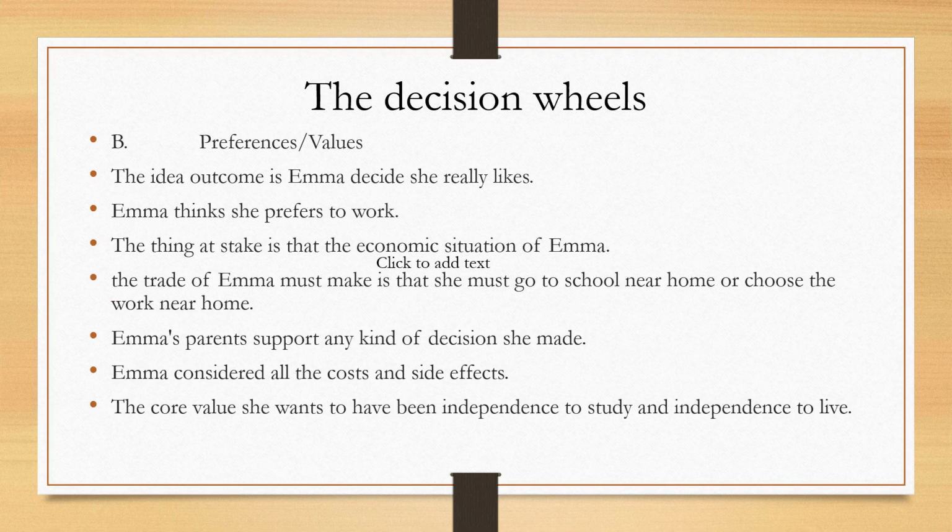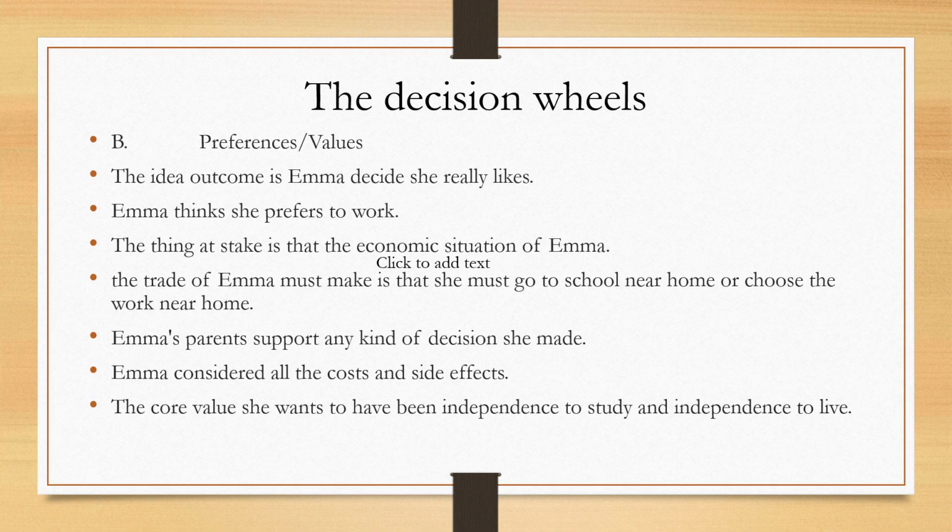The next part talks about preferences and values. The ideal outcome is that Emma decides what she really likes and does not regret it. I asked Emma whether she has a preference. She wants to have a gap year, but she also knows that a gap year is not the final decision. She's going to have to choose between graduate school or work. After serious consideration, Emma thinks she prefers to work first.